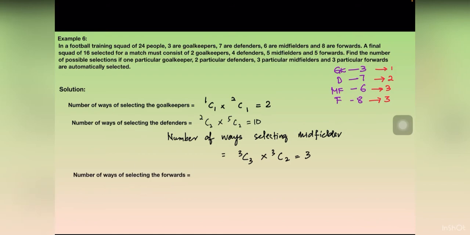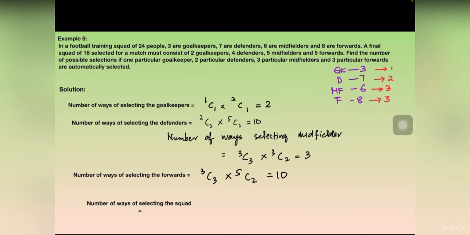Number of ways of selecting the forwards. Forwards, we have 8. We need to select 5 forwards, and the 3 particular forwards have got to be chosen. So we have 3C3. This is the particular one, we have to choose with 3C3. And of the forwards, we have 8, so the left behind are 5, and we need to select 2 more to become 5 forwards. So we have 10.